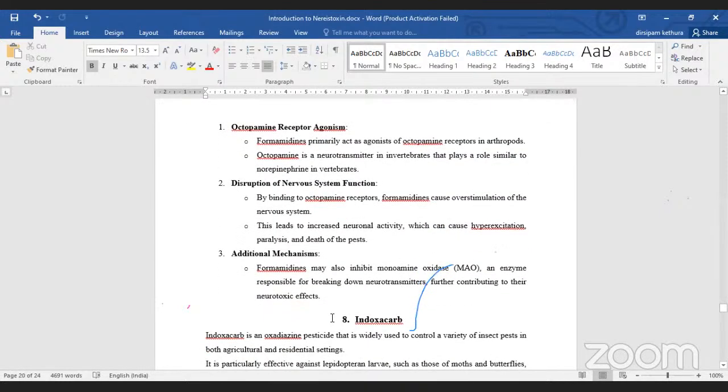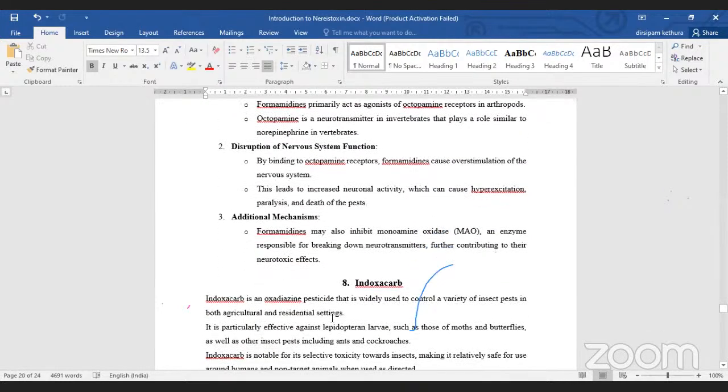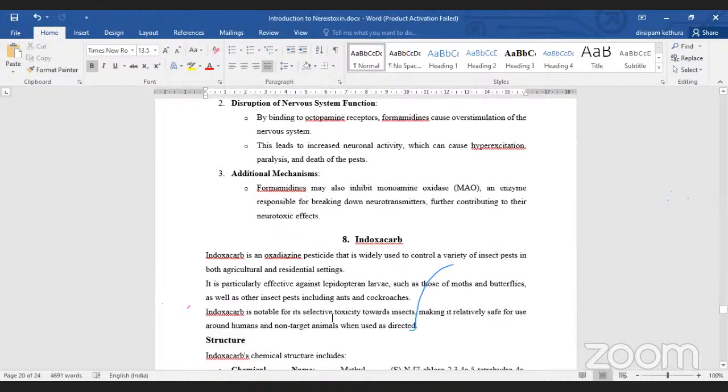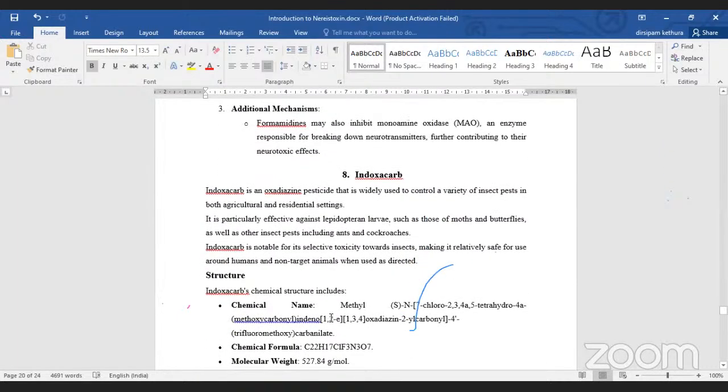Next, disruption in nervous system function. By binding to octopamine receptors, these formamidines cause overstimulation of the nervous system, which leads to increased neuronal activity, which can cause hyperexcitation, paralysis, and death of the pest.